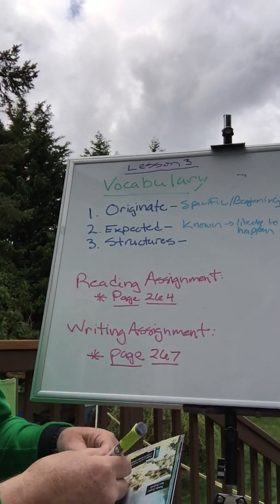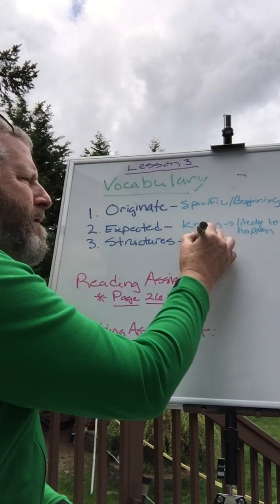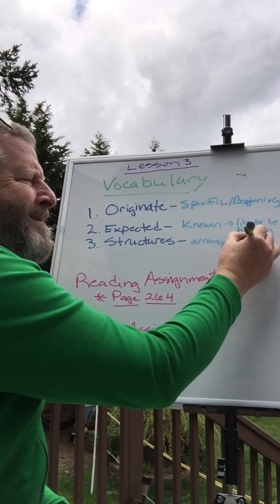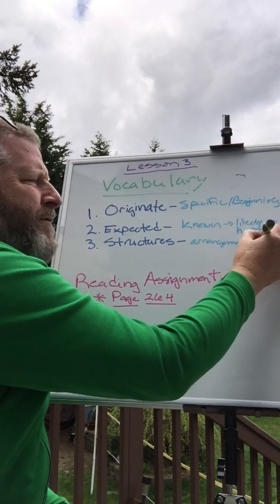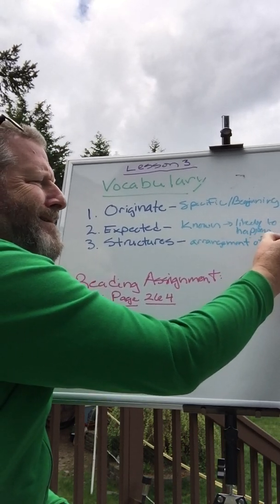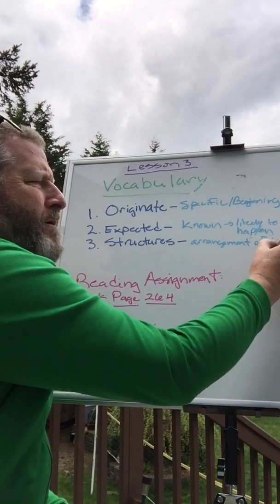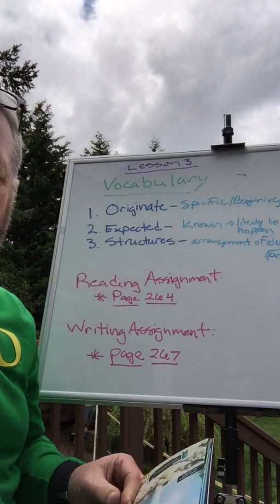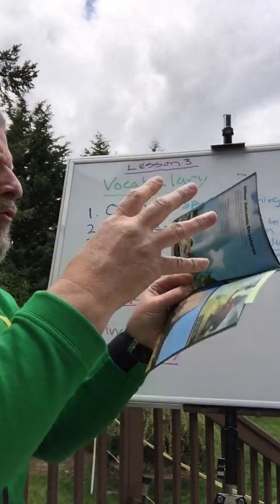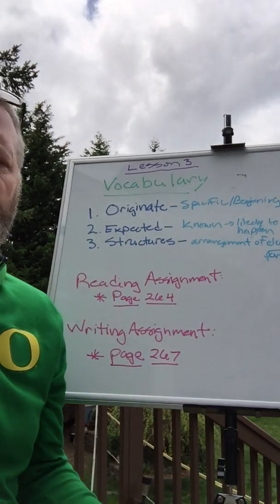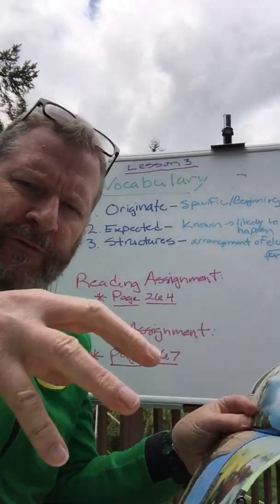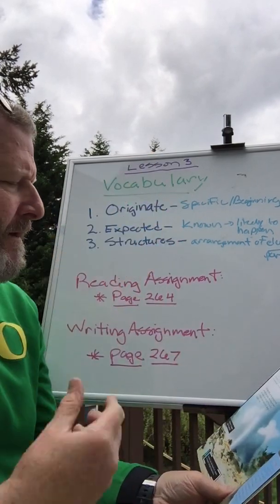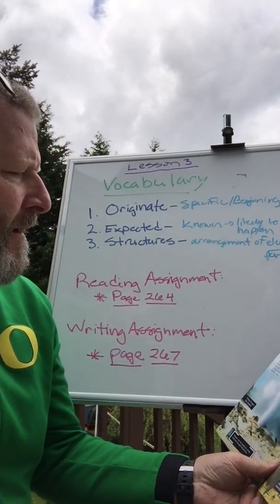A structure is an arrangement of elements or parts. So a structure is something that is built upon and formed, an arrangement of something, whether it's a structure of blocks, which is an arrangement of blocks, or what have you. These volcanic structures are made and they have different kinds of shapes of mountains.